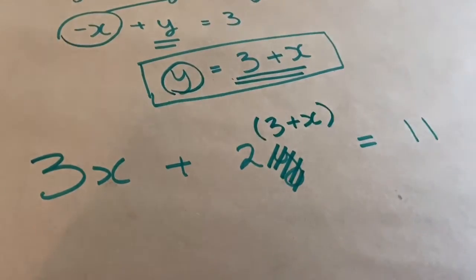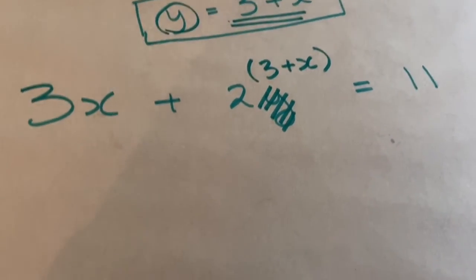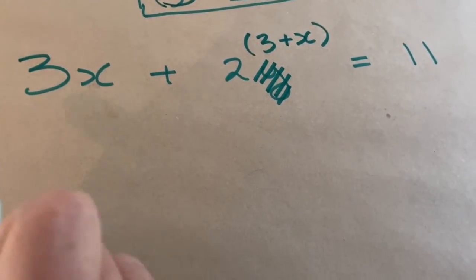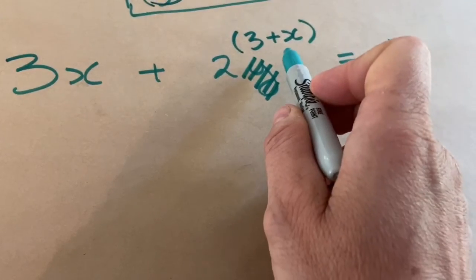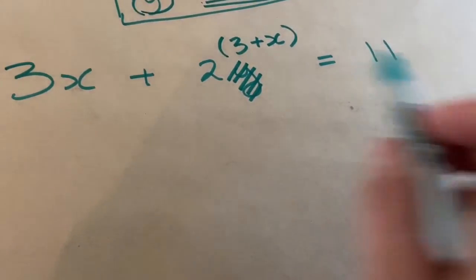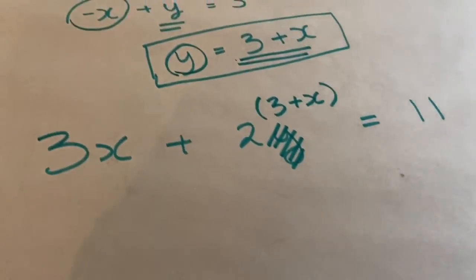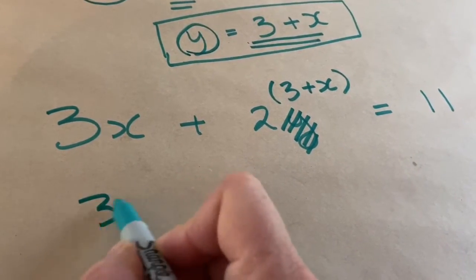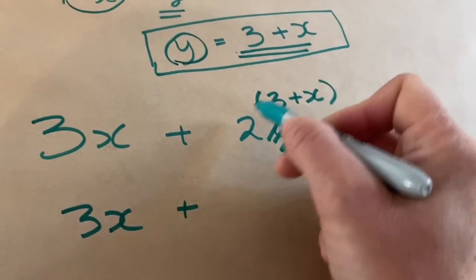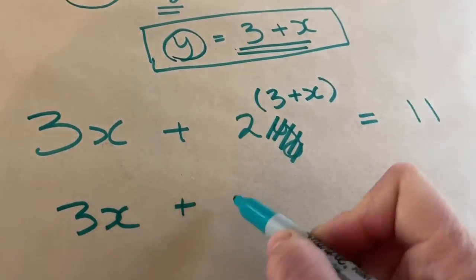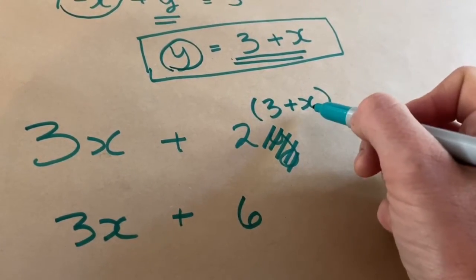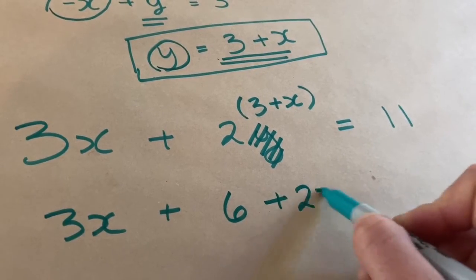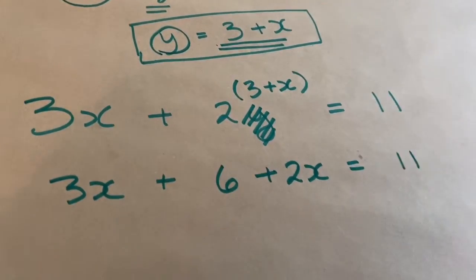And the nice thing about that is now when you look at this equation, there's only one variable or one letter. I've got x's here, I've got x's here. I can simplify that and find my answer for x. So let's do that now. So I have 3x. Here I have 2 times 3, so that means I have plus 6. And here I have 2 times x, so I have 2x is equal to 11.